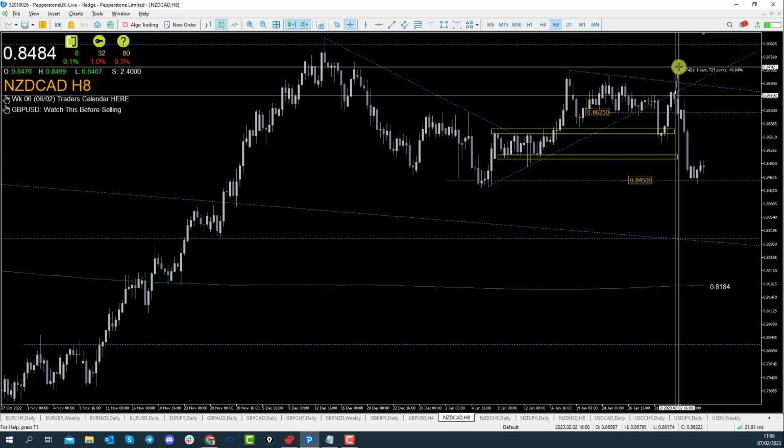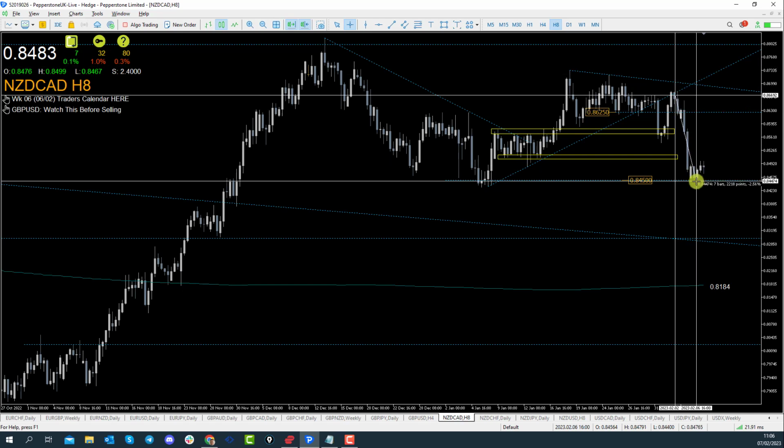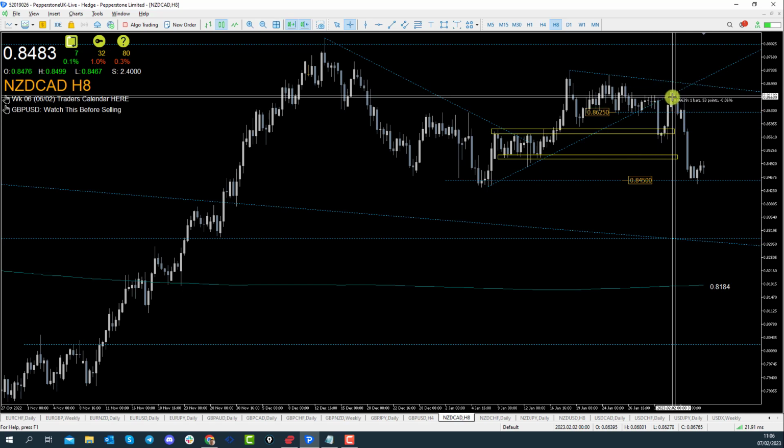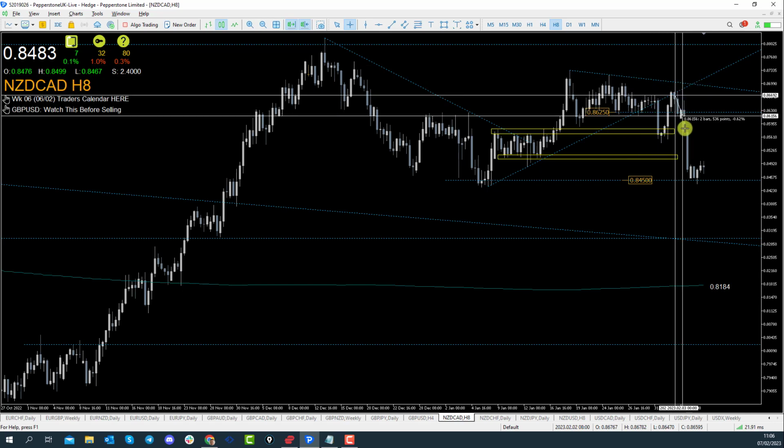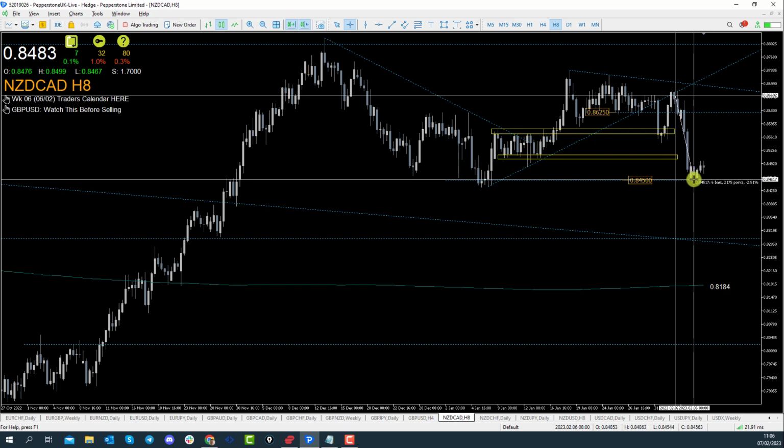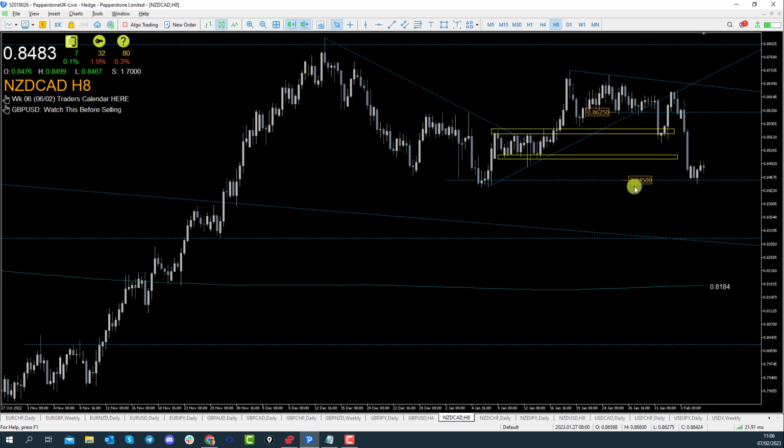Our stop loss then was around about 75 pips, and you can see the reward to risk ratio of that. That's waiting for price to come to a higher price, rejecting, a safe place to put your stop loss, looking for your higher reward to risk trade. Now that price is back at the 0.8450 handle, we need to wait.